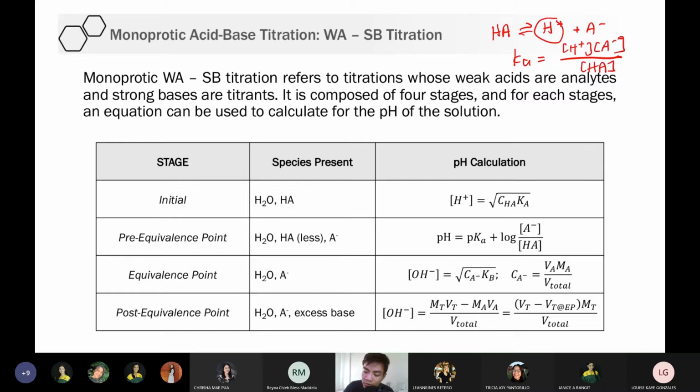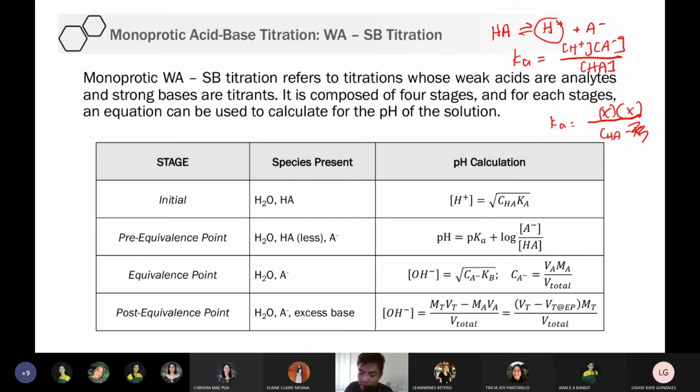Using an ICE table, we can use a dummy variable x to solve for the equilibrium concentration. So this will be x, this will be x. This is the concentration of acid minus x. And using the small x approximation, assuming that the ratio of the concentration and the Ka is greater than 1000, we can remove this, the minus x in the denominator.